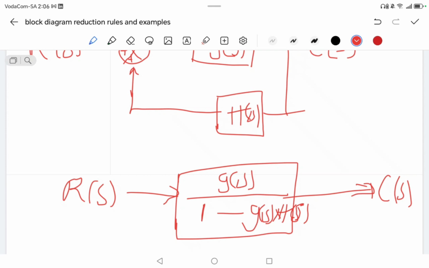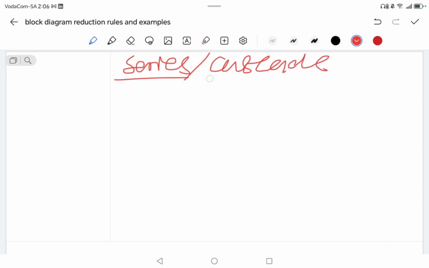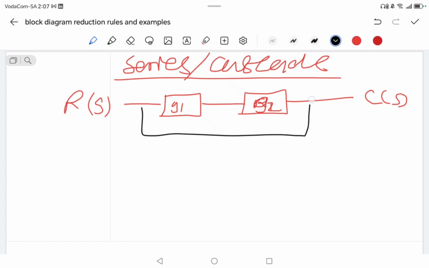Now we're gonna go to the third rule, which is series or cascade, right? That means there will be R of S, this is our open loop, right? G1, G2, and then C of S, right? Now how do we reduce this one? Because as the topic says, block diagram reduction rules, right? So how do we reduce this now?